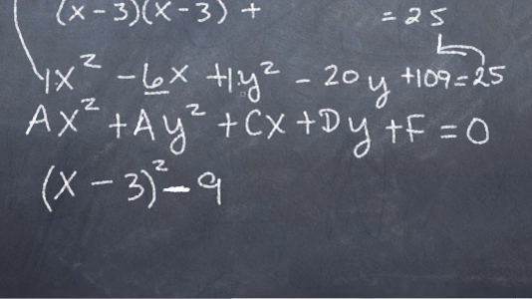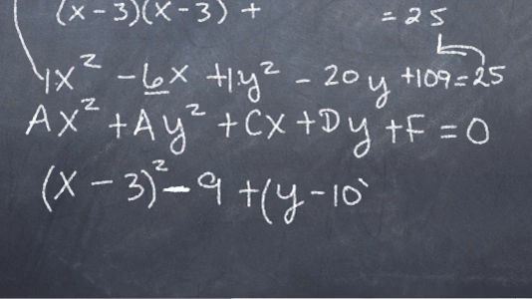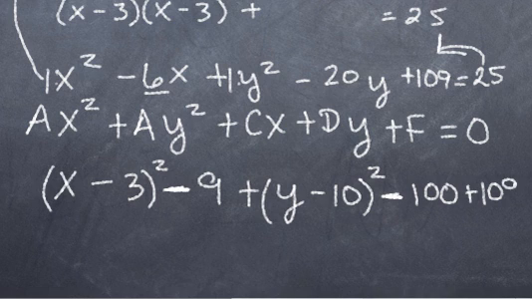Let me repeat what I just did, except we'll look at the y's this time. I'm going to write y, carry this sign down, take half of 20, put parentheses around it, and square it. This is always a minus sign here, and then we square the negative 10, and that becomes 100. Now we have the plus 109, and then of course equals 25.